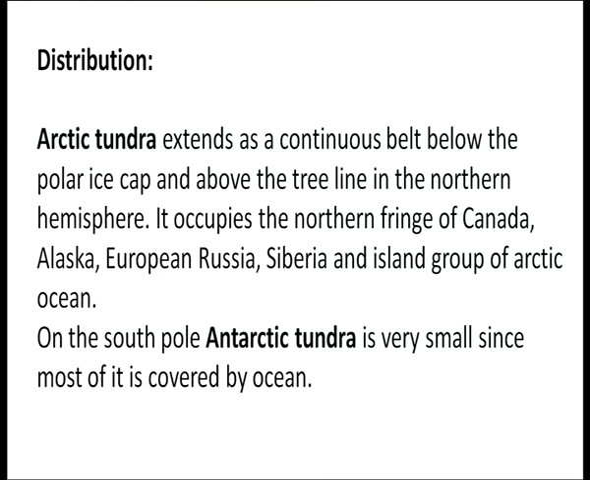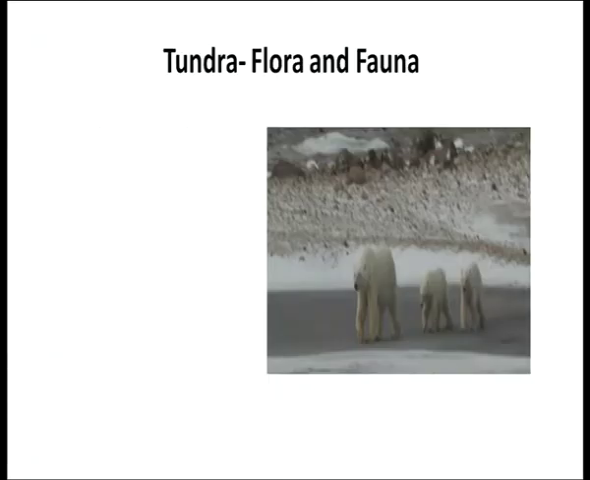It occupies the northern fringe of Canada, Alaska, European Russia, Siberia and the island groups of the Arctic Ocean. On the South Pole, the Antarctic tundra is very small, since most of the South Pole is covered with the ocean. These are some of the common animals found in the tundra region.